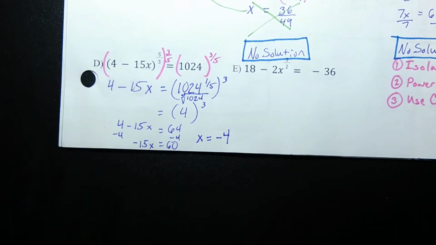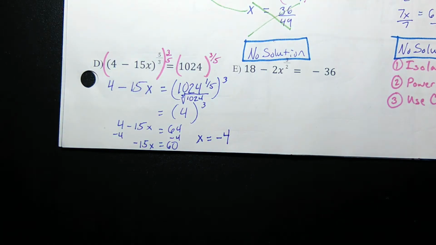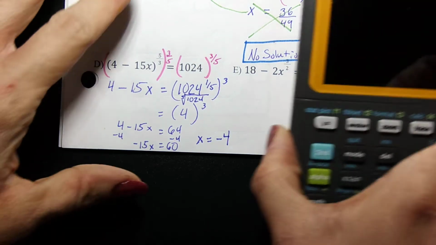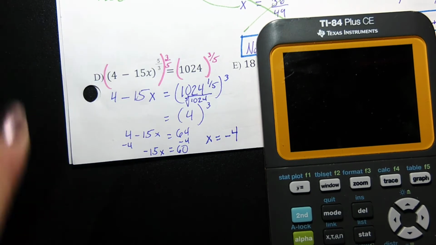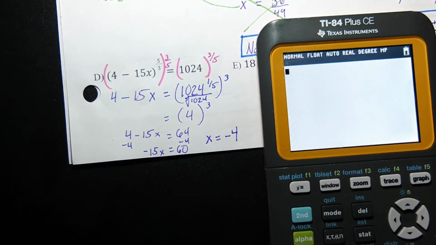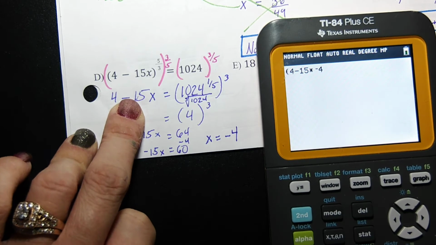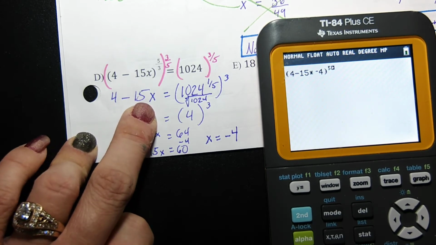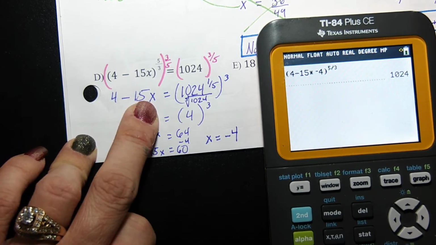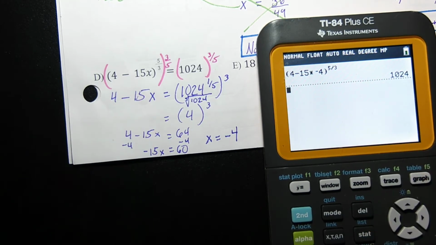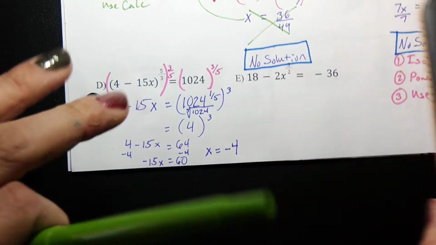Negative 4. Were there any red flags along the way? Kind of doesn't seem so. And our index of the root is odd, so there shouldn't be any issues here. But we're going to go ahead and plug it in to check because we want to make sure that this is correct. So parentheses 4 minus 15 times negative 4 raised to the 5/3 power. And boom, it does equal 1024. So our answer checks out.